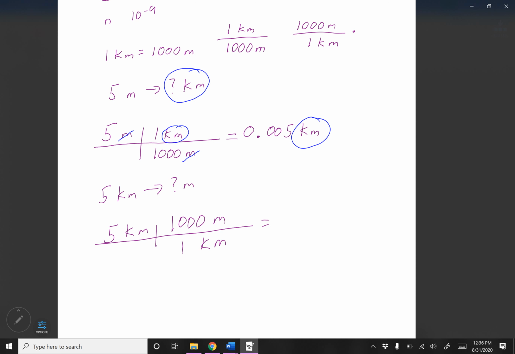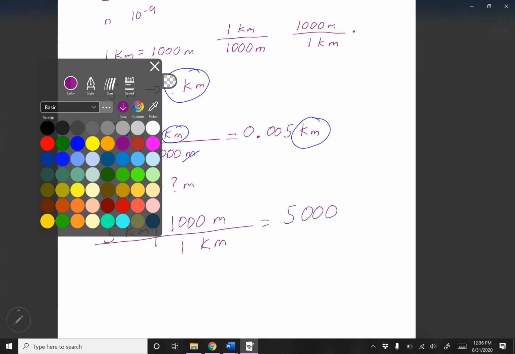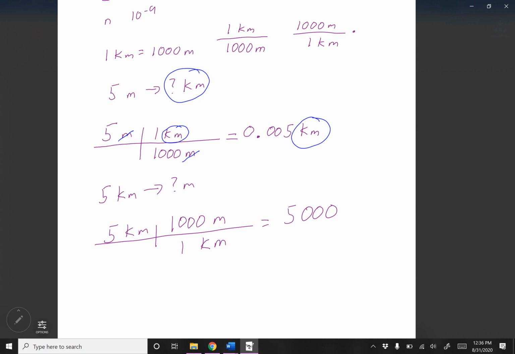Okay, so here I'm just multiplying 5 by 1,000. So I end up with 5,000. Okay, 5,000 what? Well, if I'm not sure, I can go back. I can check my units. So kilometers with kilometers, left with meters. So 5,000 meters.